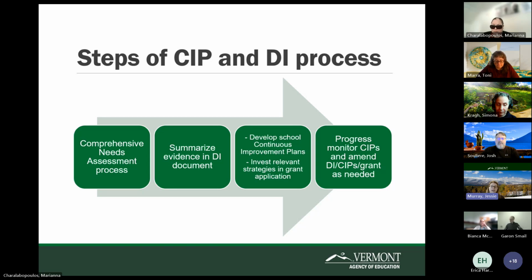And then all throughout the year, as part of this cyclical process, there's going to be ongoing progress monitoring to really review what you're doing and revise as needed. So identifying new needs, and then again, amending either the data inventory if there's new data that has come up or new needs that you need to summarize, revising those continuous improvement plans, or the grant application itself if you need to actually invest in new strategies. So that continuous progress monitoring and then amending of the data inventory, school improvement plans, or grant applications is going to continue on throughout the year.